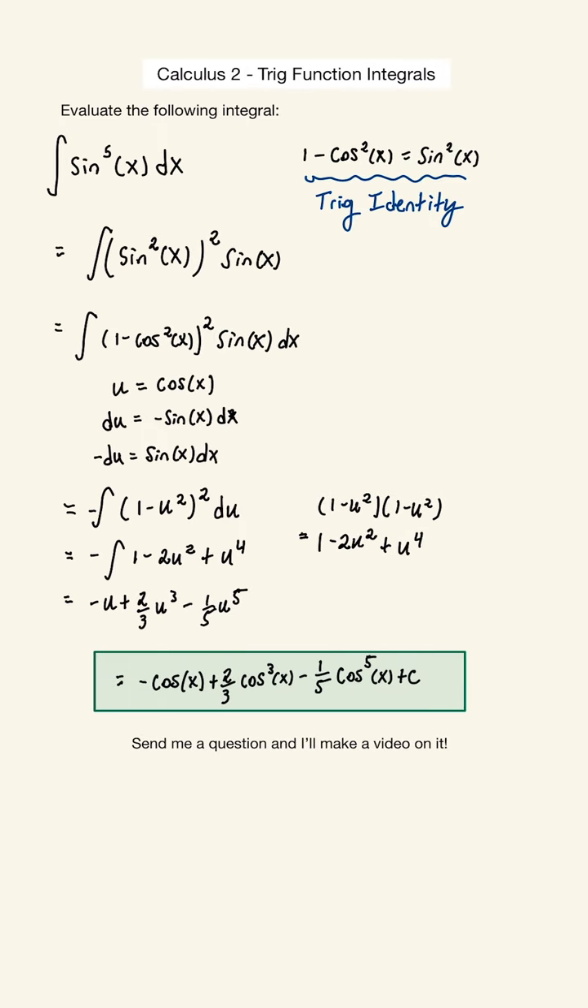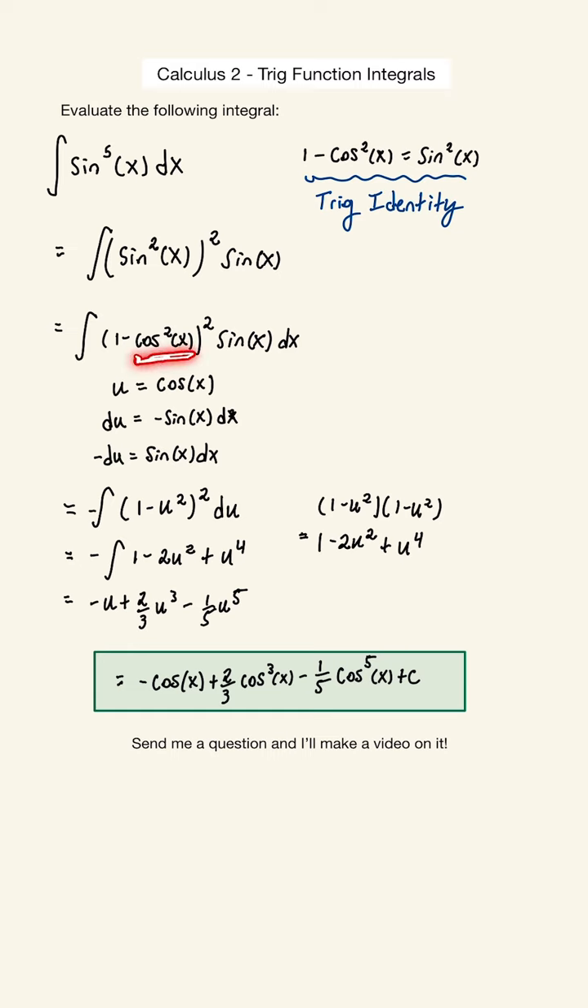So here, let's go back to our original example problem, sine 5 of x dx. We can go ahead and simplify this to read sine squared of x, squared, multiplied by sine of x. So this is just sine 5 of x that's been expanded. And now we can leverage this trig identity in order to replace the sine squared of x with 1 minus cosine squared of x. And so we'll have the following expression, which we can now use u substitution on.